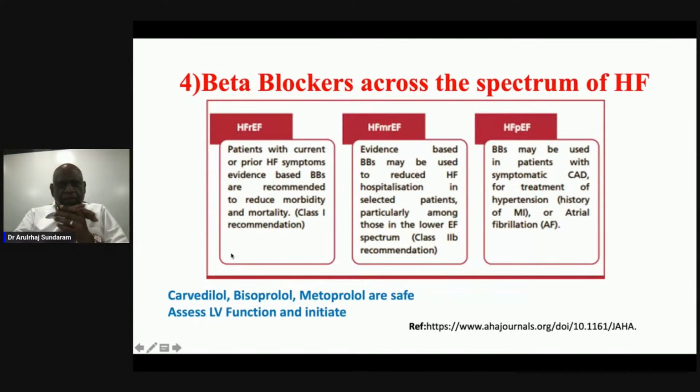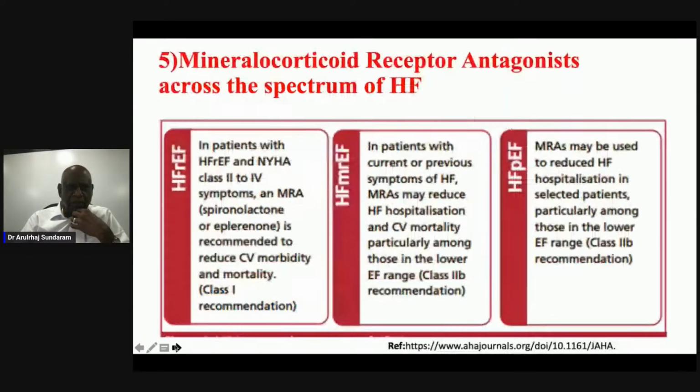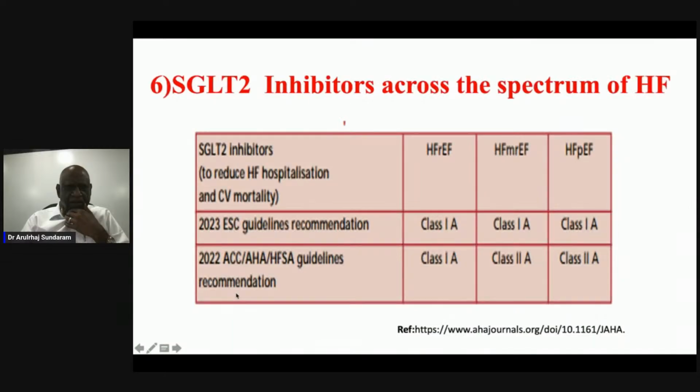Beta blockers can be of use in all three stages. They are carvedilol, bisoprolol, metoprolol; metoprolol and carvedilol are commonly chosen. You assess the LV function; when it is too low, below 40, be careful, otherwise in all these three stages we can use beta blockers. And mineralocorticoid receptor antagonists, either spironolactone or eplerenone, are very much recommended in all three stages of heart failure. And SGLT inhibitors are used in reduced, mid-range, or preserved ejection fraction. They are the chosen drugs with diabetes or without diabetes.